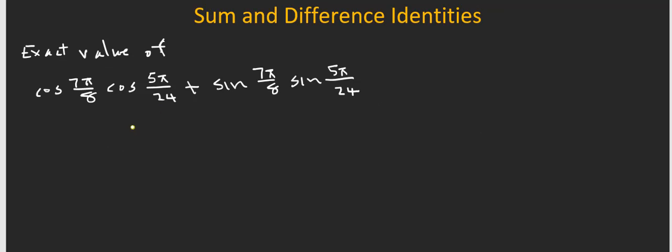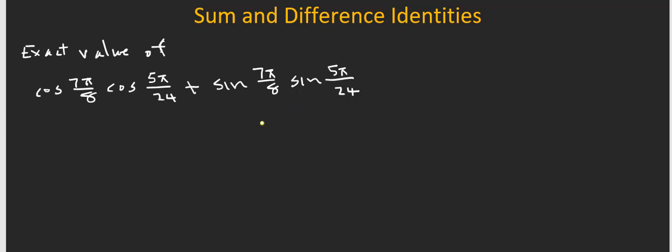All right, let's take a look at this example. It says, find the exact value of cosine of 7 pi over 8, cosine of 5 pi over 24, plus sine of 7 pi over 8, sine of 5 pi over 24. Now, when you look at this problem, you might say, what in the world is this? How can we find the exact value of that?